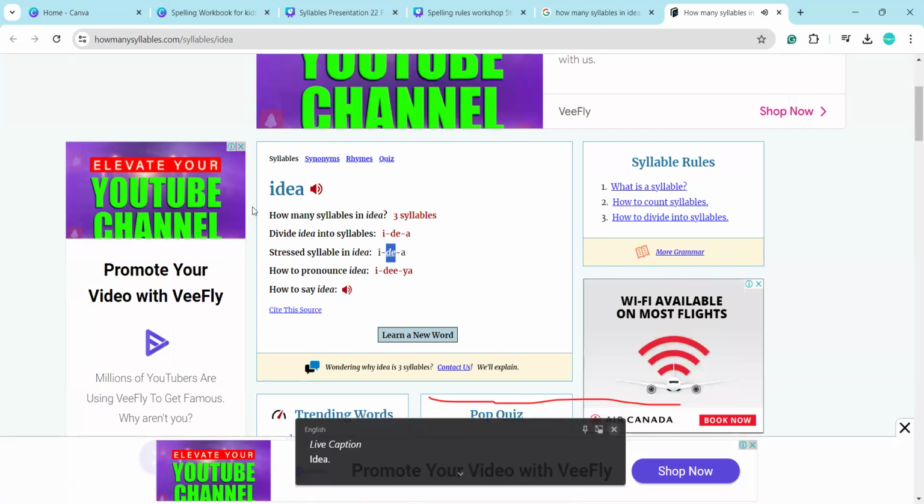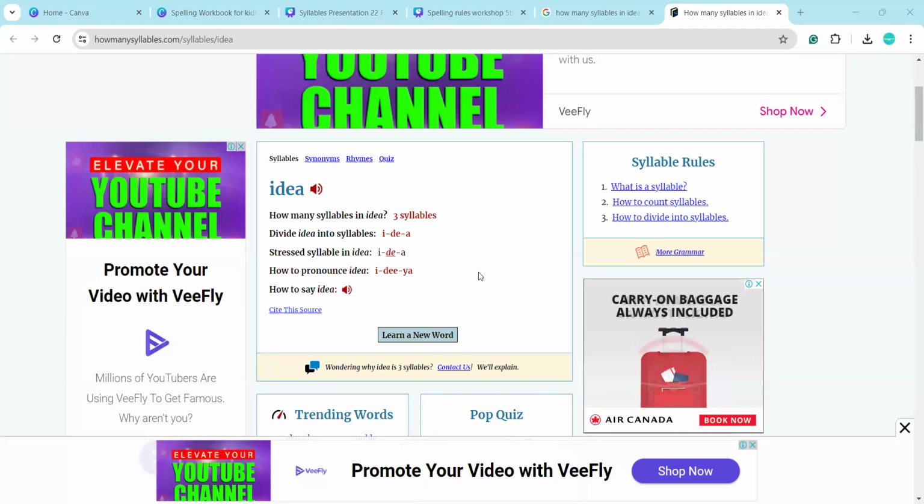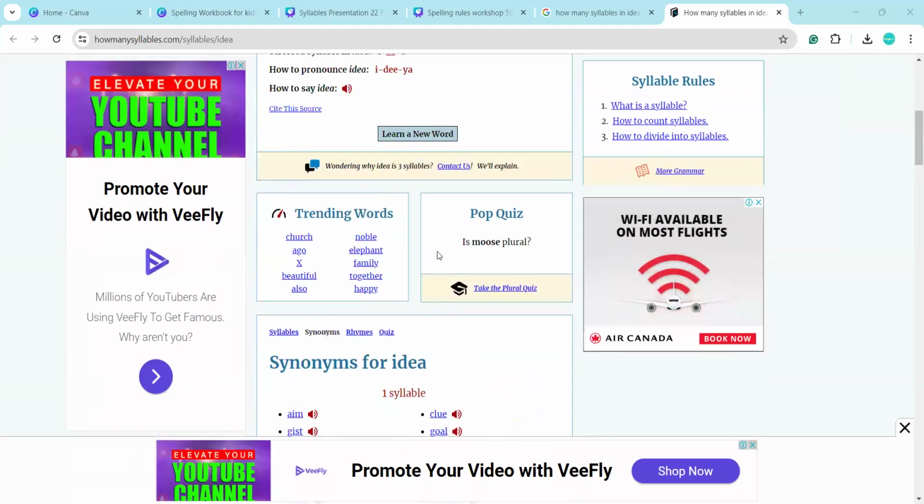Idea, idea. Okay. So this is how it is: when you go slow you hear all the vowel sounds clearly, but when you say it quickly it's idea, idea, idea, something like this. Okay, so you will find that here.